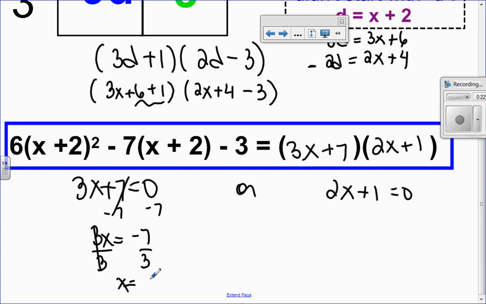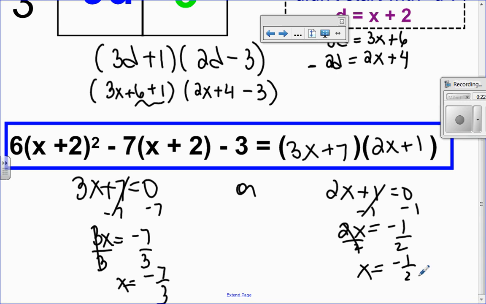So one solution is x equal to negative 7/3. Over here, subtract 1 from both sides, divide both sides by 2, and x equals negative 1/2. Those are the two solutions to that original quadratic. Again, you could expand, group like terms, and then factor. I just wanted to show you a little shortcut you can be on the lookout for.